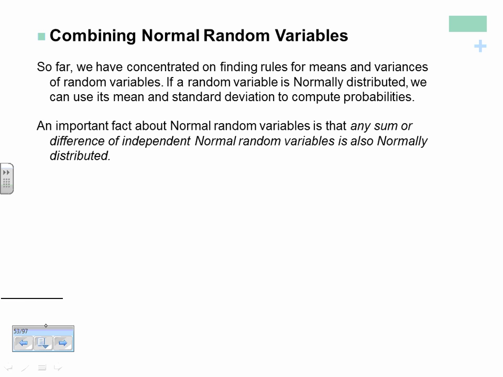All right, combining normal random variables. So far we have concentrated on finding rules for means and variances of random variables. If a random variable is normally distributed, we can use its mean and standard deviation to compute probabilities. An important fact about normal random variables is that any sum or difference of independent normal random variables is also normally distributed.